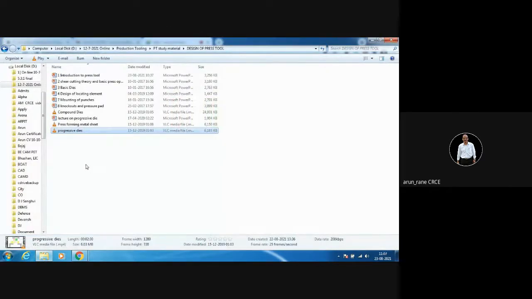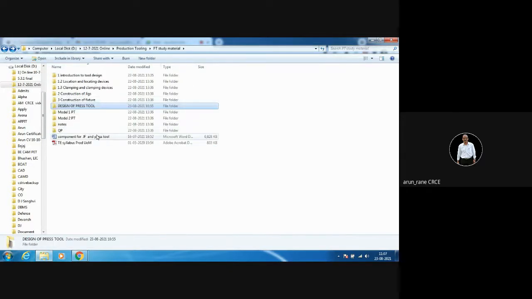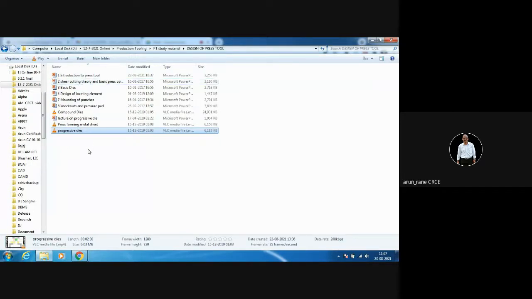So you know now what is locator, what is punch, what is stripper, what is knockout. Knockout is used for ejecting the component. Pressure pad is used to give the pressure, and then stripper is used for holding the strip.